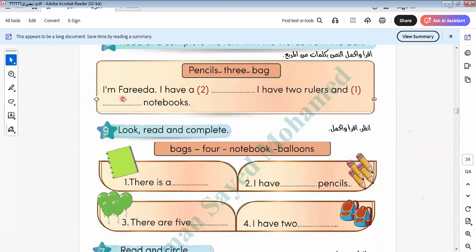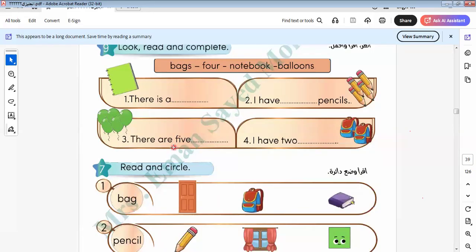Here we say, I'm Farida. I have a bag. Why do we put "a"? "A" means this thing is singular. So I have a bag. I have two rulers and three notebooks. Let's go to another one here.